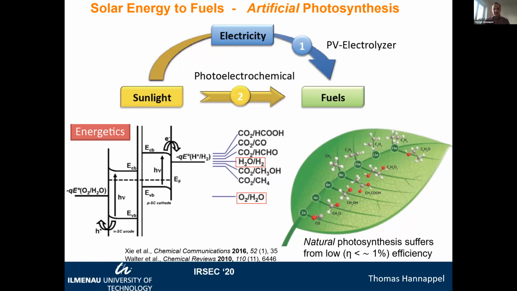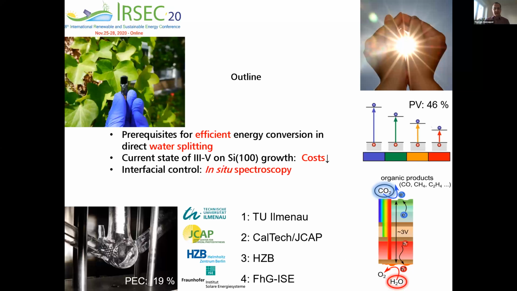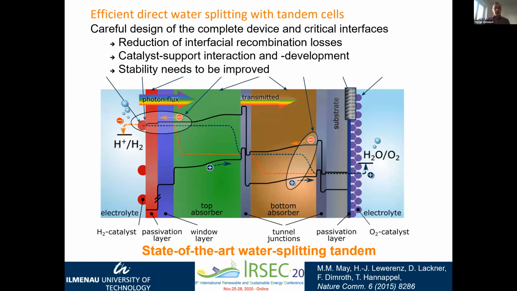So first, I would just spend some educational remarks. What do we have to do? What do we need to do to efficiently produce solar fuels, in particular, in this case, hydrogen by water splitting? As you can see here, the whole device of a tandem structure is really complex. We have many demands to do this efficiently.